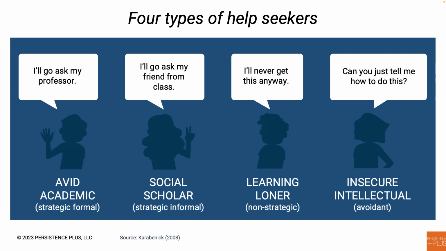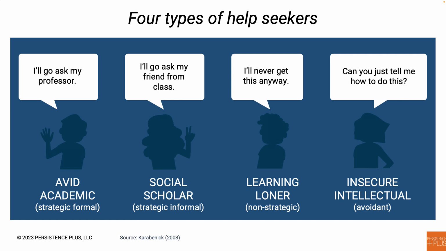These 4 types of help seekers we call the avid academic, the social scholar, the learning loner, and the insecure intellectual. If you go to your GoToWebinar control panel, there's a tab that says Handouts 1. We have a handout for all of you that you can download right now if you'd like to look at that as we go along. We'll also include it in the follow-up email.